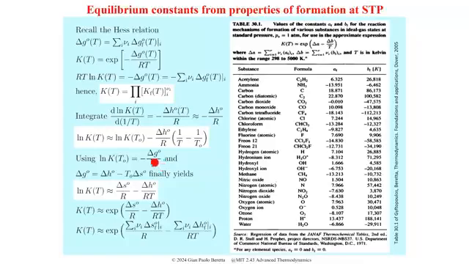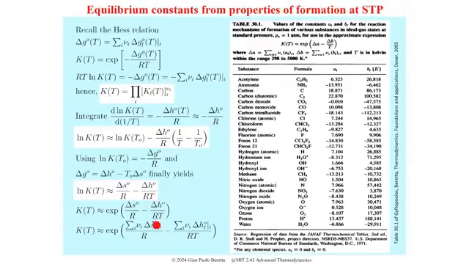So if you substitute that up here, and remember that delta G is delta H minus T delta S, you finally get this expression, which gives the logarithm of K(T) as a linear relation in 1 over T. And those delta S and delta H are the properties of reaction at standard conditions of temperature and pressure.